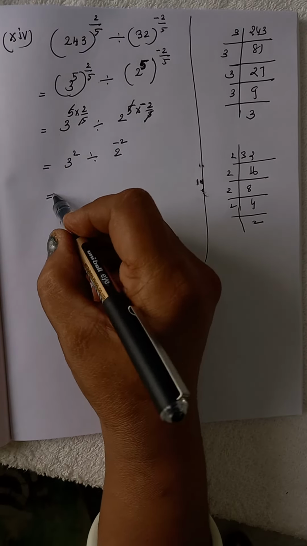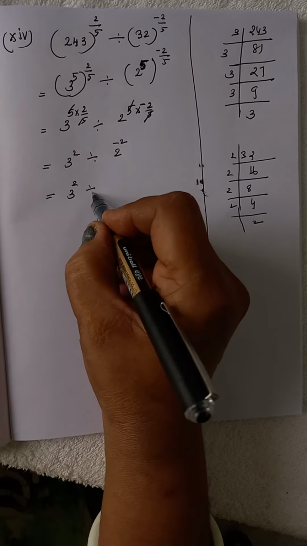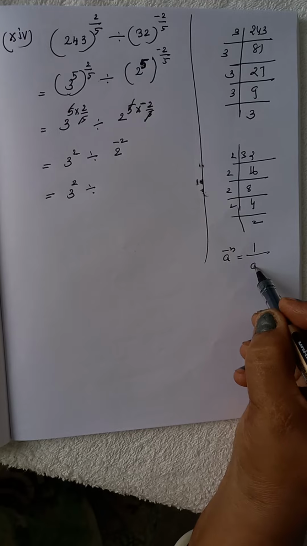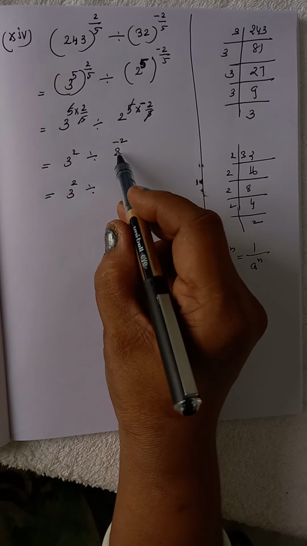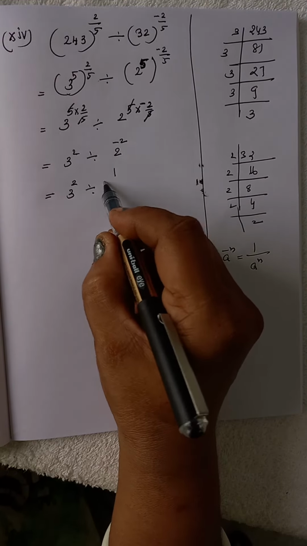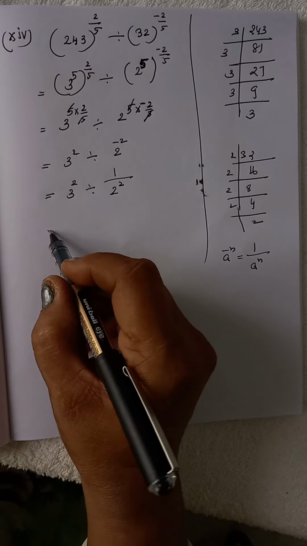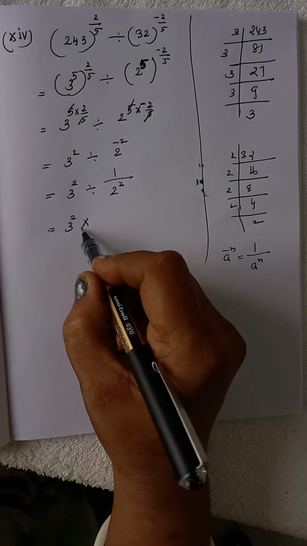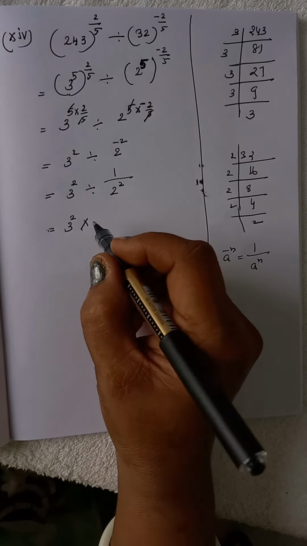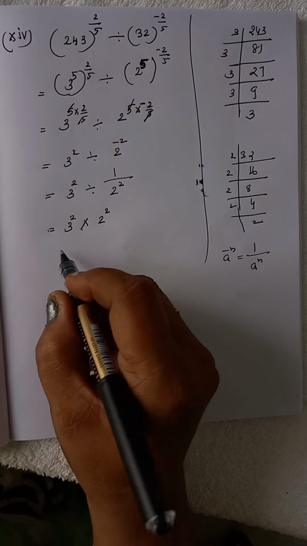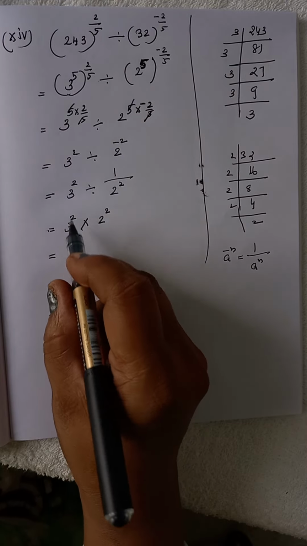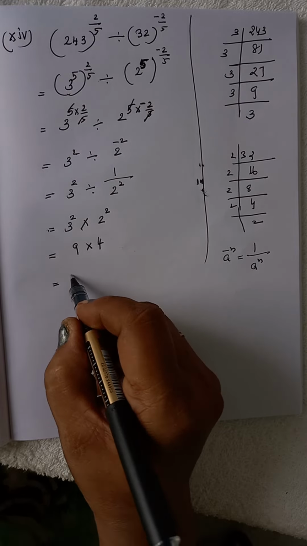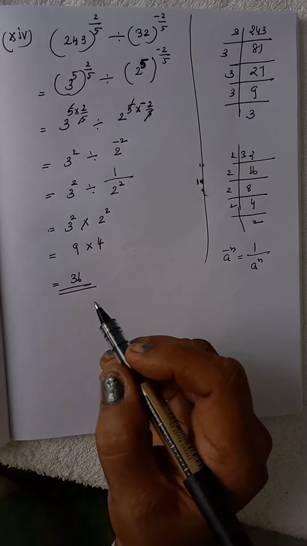That is equal to 3 raised to 2 divided by 2 raised to minus 2. We know a raised to minus n is 1 by a raised to n. So 2 raised to minus 2 is 1 by 2 raised to 2. That is equal to 3 raised to 2 into, division is the inverse of multiplication, so into 2 raised to 2. That is equal to 3 raised to 2 is 9 into 2 raised to 2 is 4. So the answer is 36.